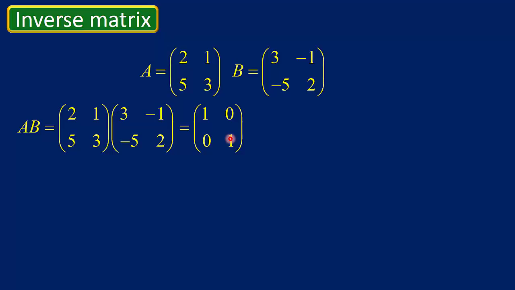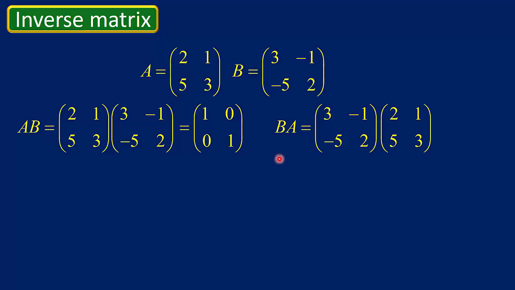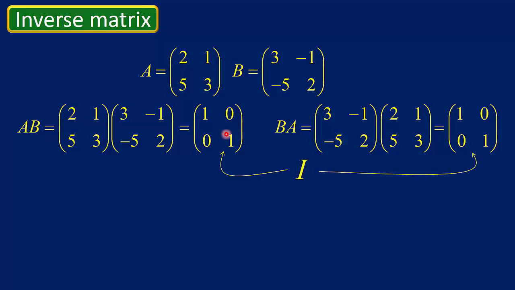Now, let's try this. Let's multiply B times A. Now, usually, when we multiply A times B, we're not going to get the same thing as when we multiply B times A. But in this case, we do. A times B and B times A both give us this matrix here. This matrix is called the identity matrix.